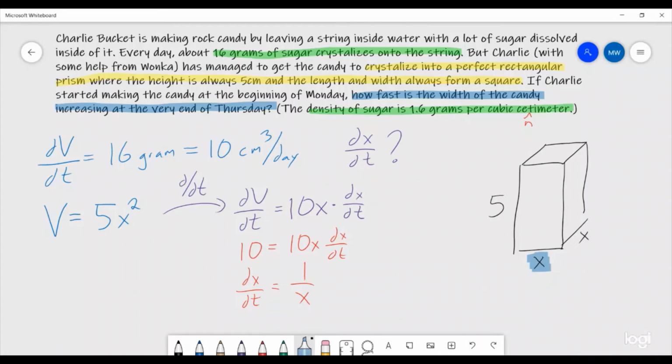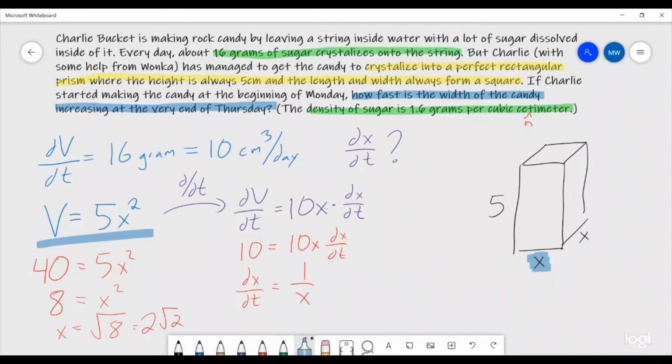Well, that's where we come back to our volume equation. We know how many days it's been growing. It grew on Monday, Tuesday, Wednesday, and Thursday. So that's 4 days. That means the volume is 4 times the number of cubic centimeters it gains per day, so that's going to be 40. So 40 is 5x squared. Divide 40 by 5 and we get 8. We get 8 equals x squared. So x is the square root of 8, which is 2 times the square root of 2.